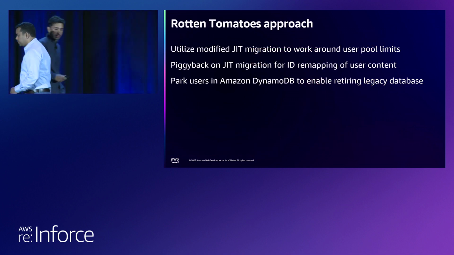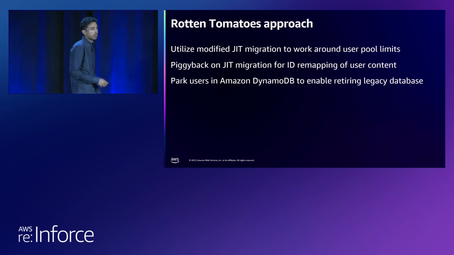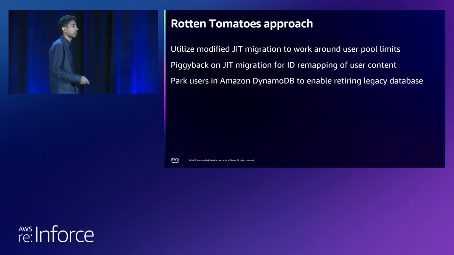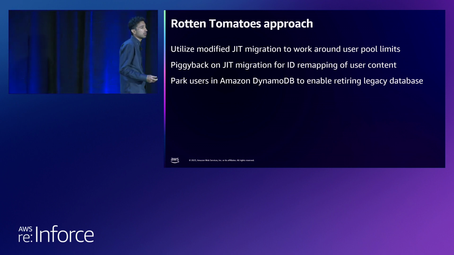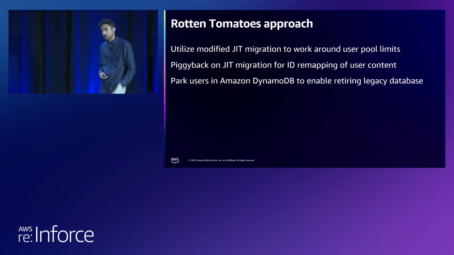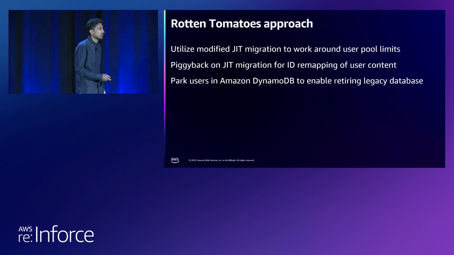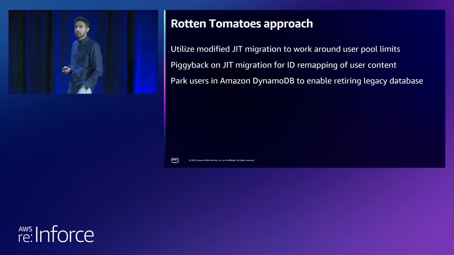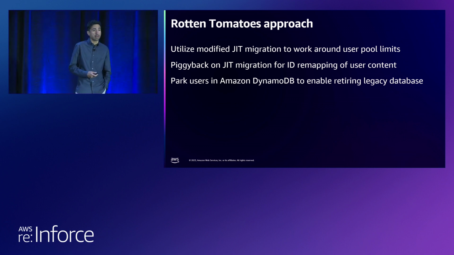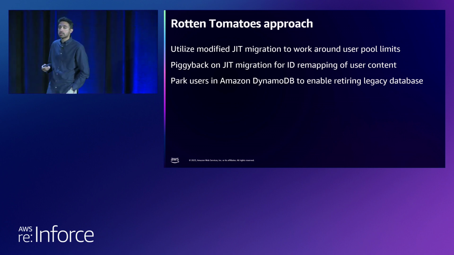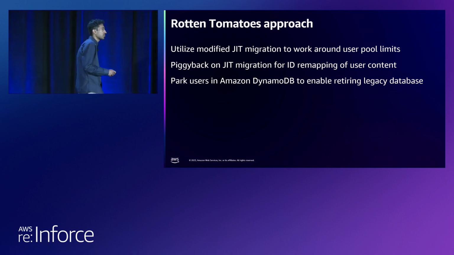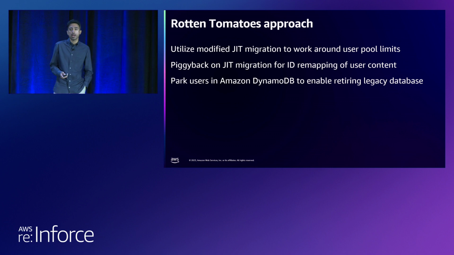Thanks, Deepak. So for Rotten Tomatoes, the first challenge we needed to overcome were the user pool limits. What we did was look at 12 months of sign-up and sign-in data and made the determination that with just-in-time migration, we could proceed with sufficient capacity and adopt Cognito. Next, because we were adopting Cognito-generated IDs and needed to remap a large data set of content, including ratings and reviews, we decided to piggyback on the just-in-time migration process to perform ID remapping for users as they were coming in through Cognito for the first time. And lastly, in order to support decommissioning our database, we decided to park users in a more cost-effective data store and performed a one-time bulk migration of users into a DynamoDB table.